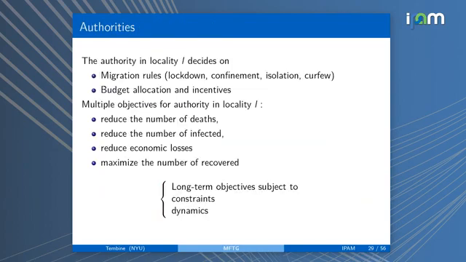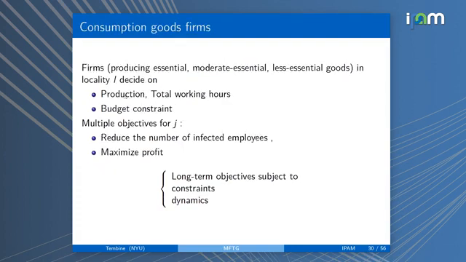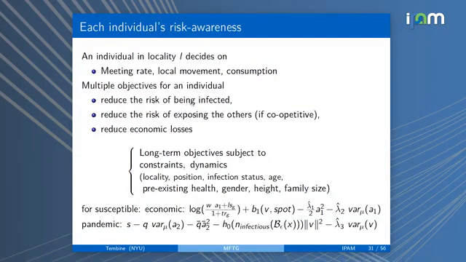All right. So the details about authorities' decision is here. For example, the decision is about migration and budget. Objective, you say just the number of that, and I will give you the details on the dynamics. Decisions about firms are here, production and working hours for firms, and they want to maximize their profit, although they don't say that. Okay, and then individuals want to maximize. Well, they want to reduce the risk of being infected, and of course, they want to look at their economic losses.